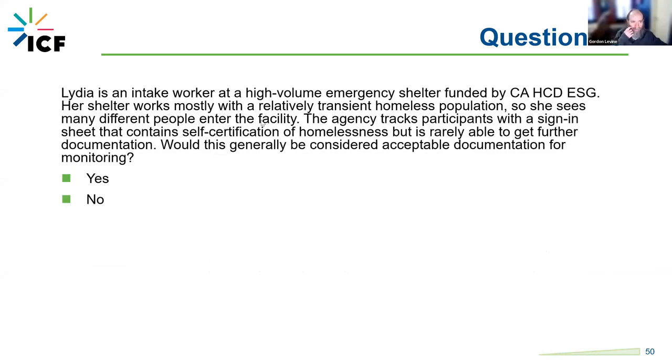All right, question 8. Lydia is an intake worker at a high volume emergency shelter funded by HCD. Her shelter works mostly with a relatively transient homeless population, so she sees many different people enter the facility. The agency tracks participants with a sign-in sheet that contains self-certification of homelessness, but is rarely able to get further documentation. Would this generally be considered acceptable documentation for monitoring? So would the sign-in sheet that contains self-certification of homelessness be generally considered acceptable documentation of homelessness for monitoring under emergency shelter? Yes or no?